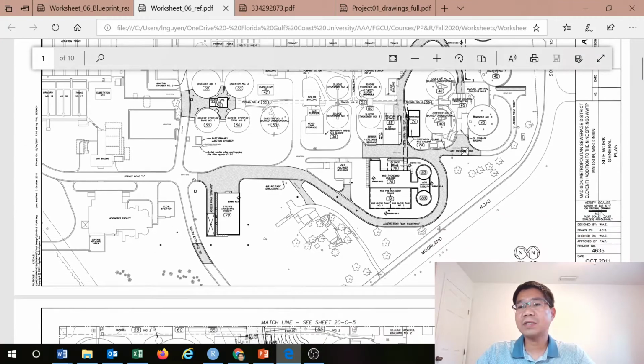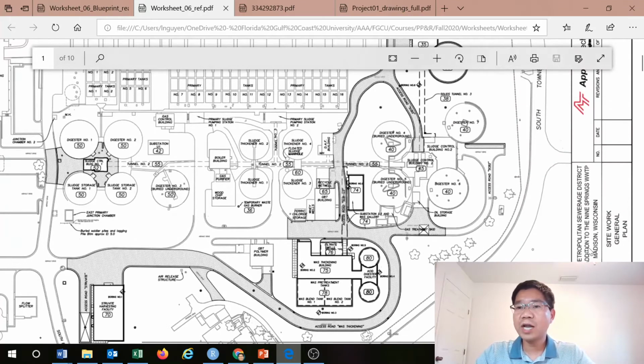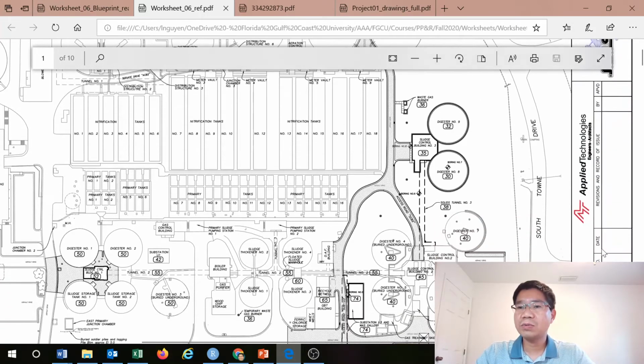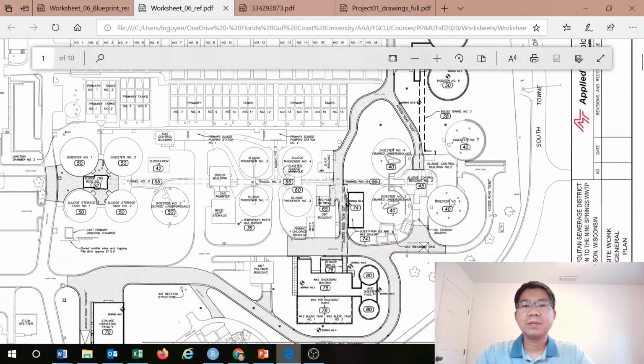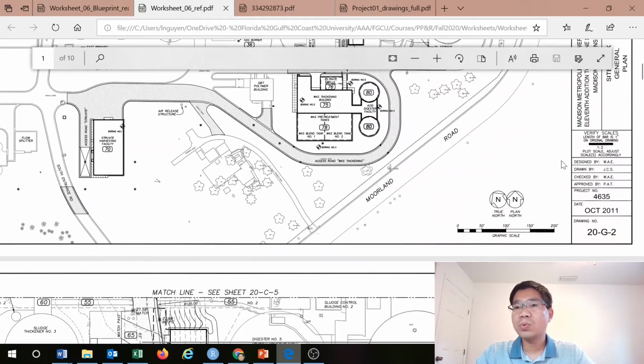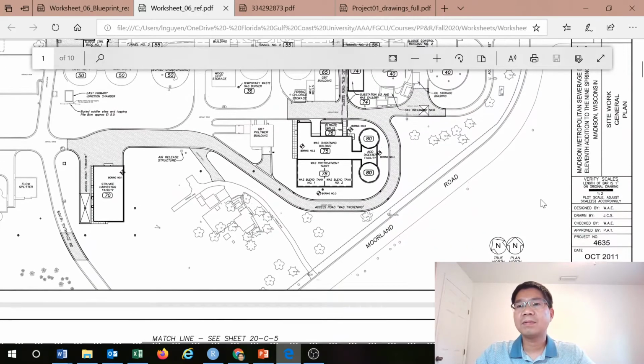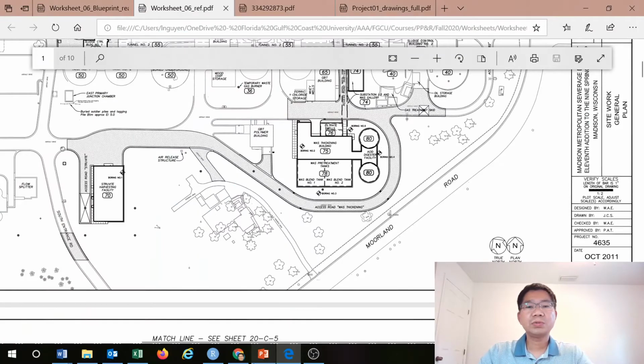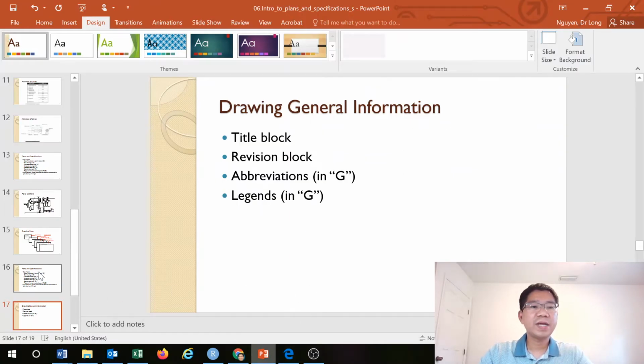And as you can see, they have a title block. They have the project, what the plan is about, in this case the site work and general, and then the company that designed it. You see the revision date, all of that, the owner, who designed it, and the scale. So that is the typical title block, revision, abbreviation, things like that, that we covered in the PowerPoint. And then we go on to read some information in this one.